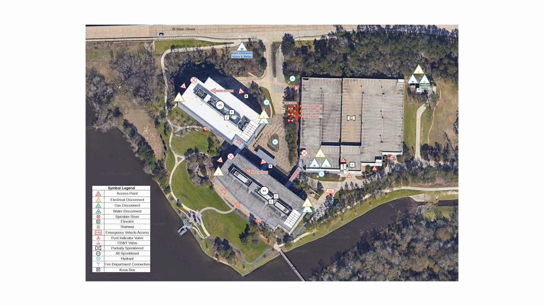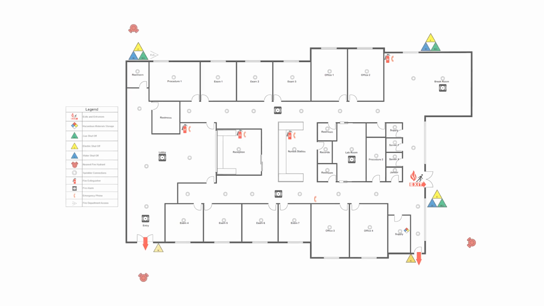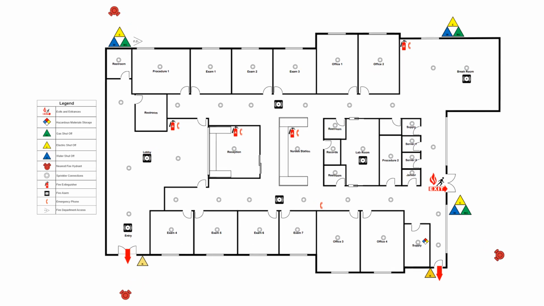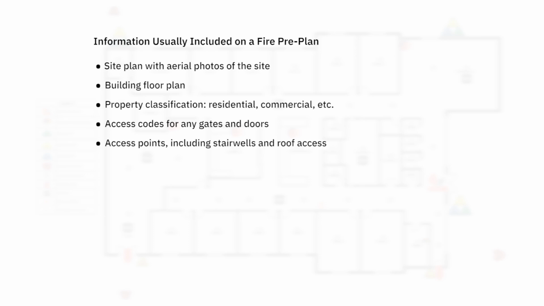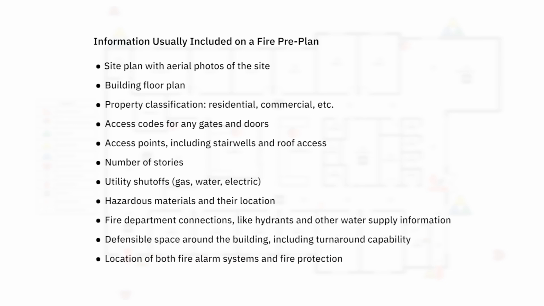A fire pre-plan is a combination of a floor plan and a site plan that shows firefighters and first responders critical information needed to access a building in case of an emergency. This information usually includes access codes for any gates and doors, locations of access points and exits, utility shutoffs, hazardous material, fire alarm and fire protection systems, and so on.